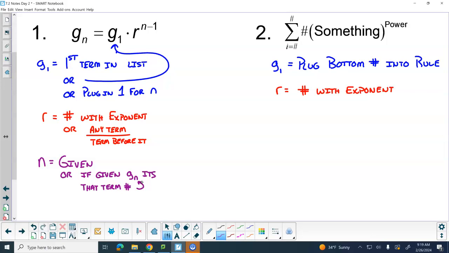Okay? Over here on sigma notation, how do I find n? How do I find the total number of terms? Top minus bottom plus 1. Top minus bottom plus 1. Are you starting to see why sigma is a little bit better, a little bit nicer? Much easier to find everything.